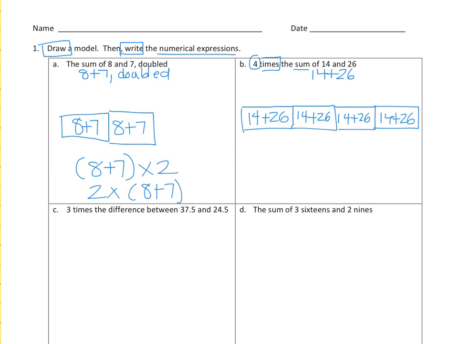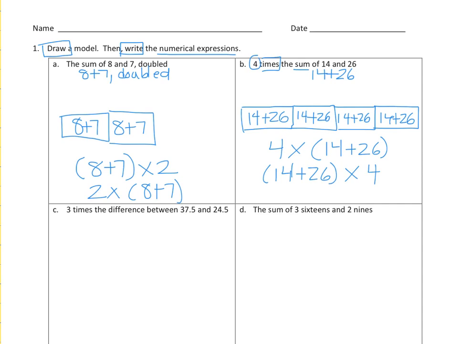So we can write the numerical expression 4 times and then parentheses 14 plus 26, because we would add this first, get the answer, and then multiply it by 4. Or we could do 14 plus 26, add those two up, and then multiply it by 4.